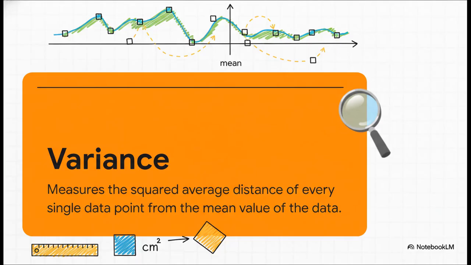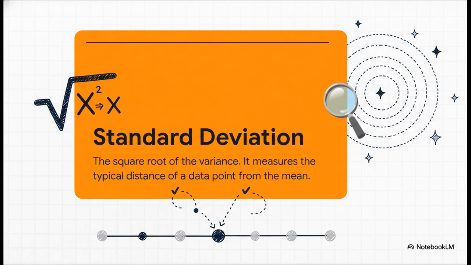Now what it does is measure the average of the squared distance of every point from the mean. And that word, squared, is super important. It's a math trick that makes everything work out nicely, but it leaves us with units that are kind of hard to wrap your head around, like square centimeters. What even is that? And that is exactly why we have its much more famous sibling, the standard deviation.